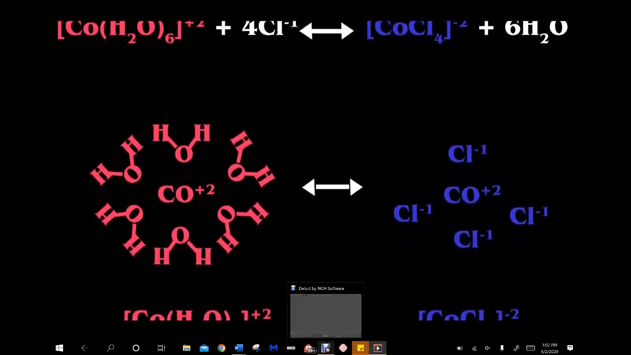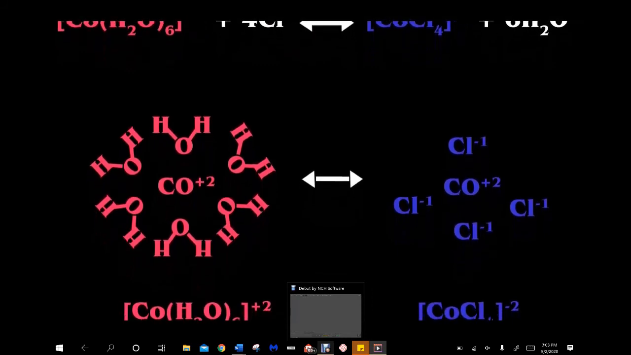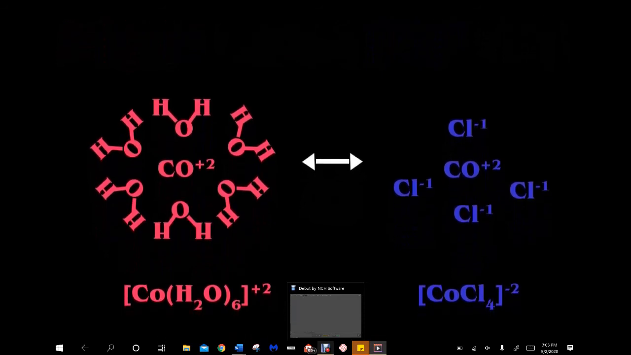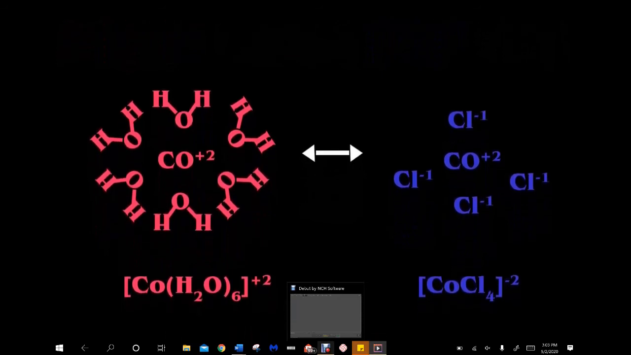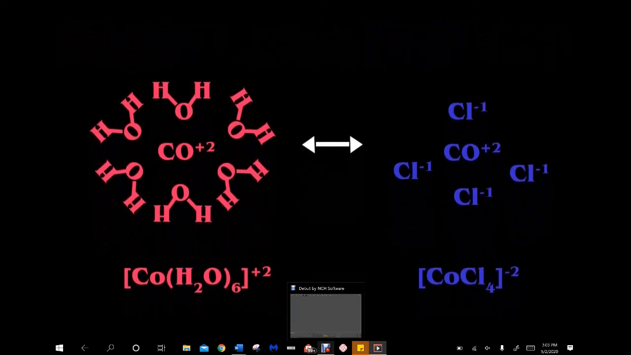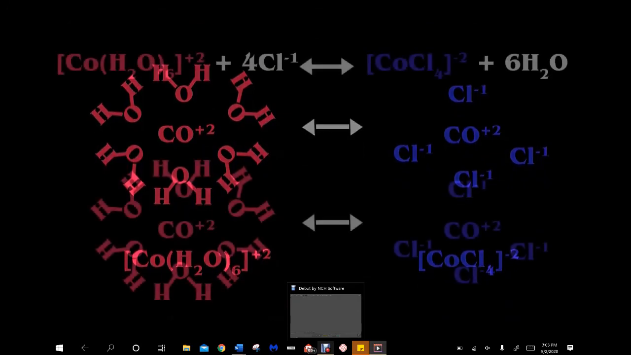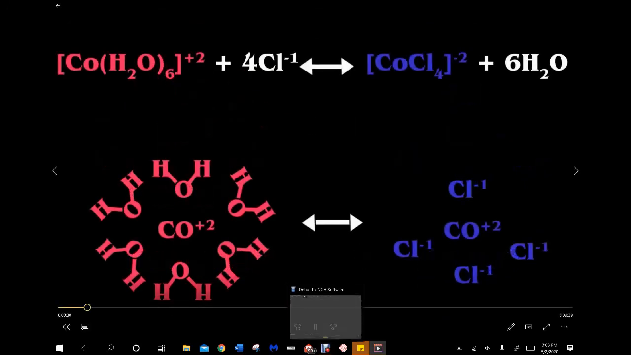And so the way we're going to be able to detect which way the reaction is shifting is based on what colors we see. If it favors the product side, the mixture will turn blue. If it favors the reactant side, the mixture is going to turn pink. Okay, and it's reversible, so it can go either direction.